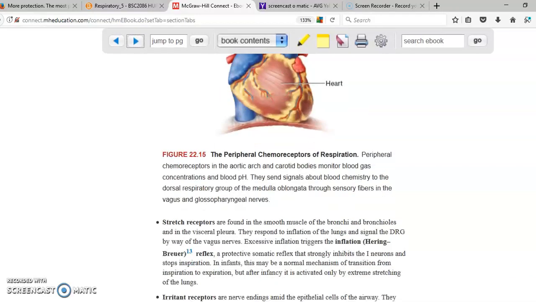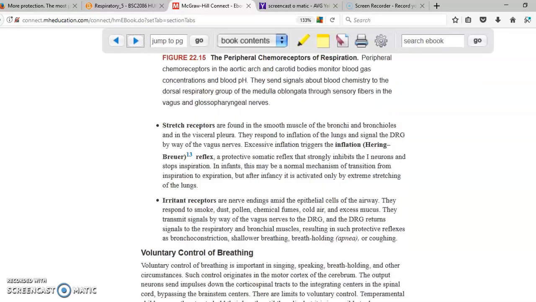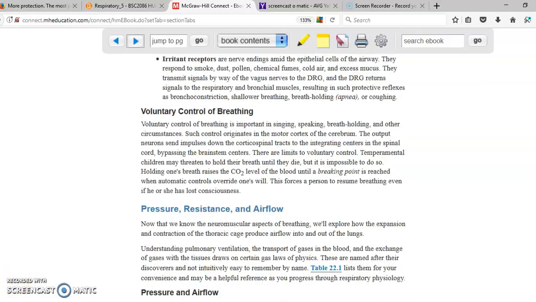If we keep scrolling down, in addition to those, we also have stretch receptors as well as irritant receptors. Sometimes, when some irritants go into your lung, you start coughing because obviously that needs to be adjusted in order for us to remove these irritants if it's possible. Okay, the next topic is voluntary control. As you can see, you can hold your breath. So then breathing is voluntary.